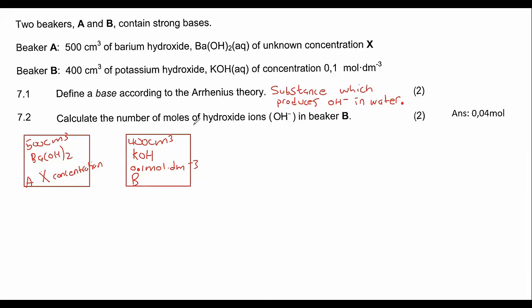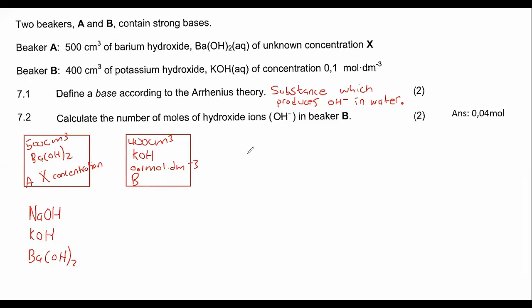Question 7.2, calculate the number of moles of hydroxide ion in beaker B. So if you take a base, examples of bases would be sodium hydroxide, potassium hydroxide, barium hydroxide. When you put bases in water, they don't ionize, they dissociate, except for ammonia, but that's just an exception to the rule. So normally what bases do is they dissociate.